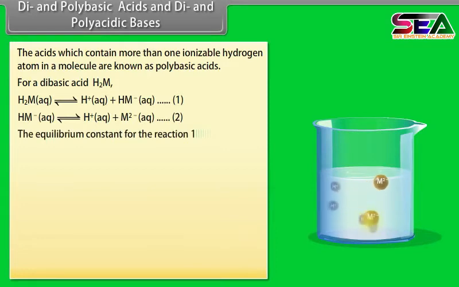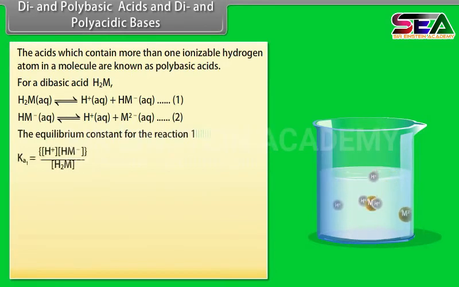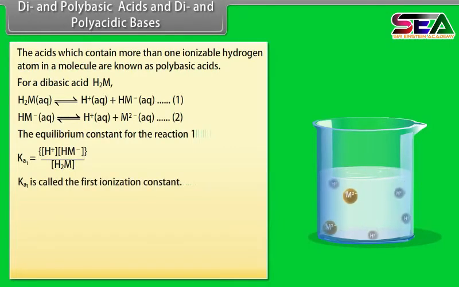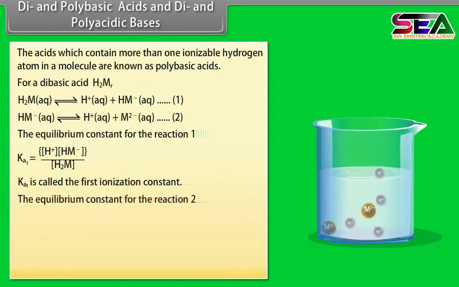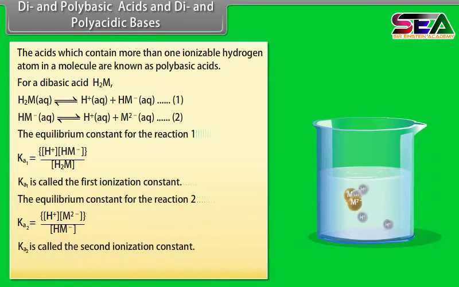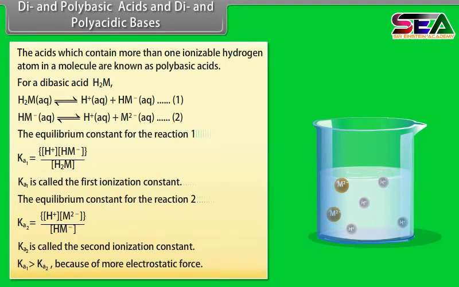The equilibrium constant for reaction 1, Ka1, is equal to H plus into HM minus by H2M. Ka1 is called the first ionization constant. The equilibrium constant for reaction 2, Ka2, is equal to H plus into M 2 minus by HM minus. Ka2 is called the second ionization constant. Ka1 is greater than Ka2 because of more electrostatic force.